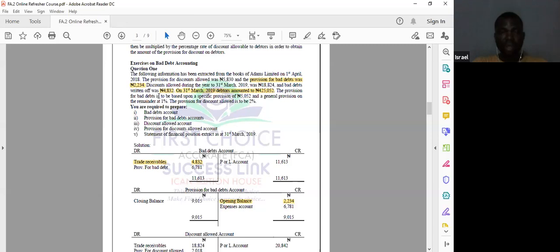The provision for bad debt is to be based upon a specific provision of 5,400 and a general provision on the remainder of 1%. The provision for discount allowable is 2%. So now, after you have done that, I'm looking for the next one to use, which is the expense account.